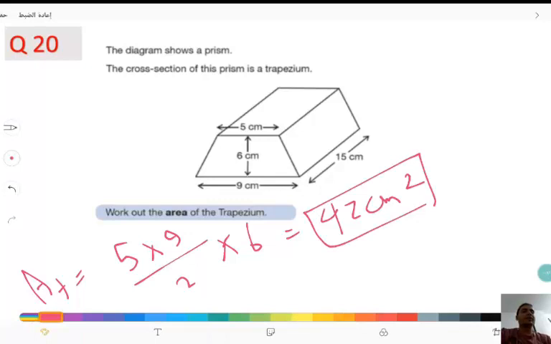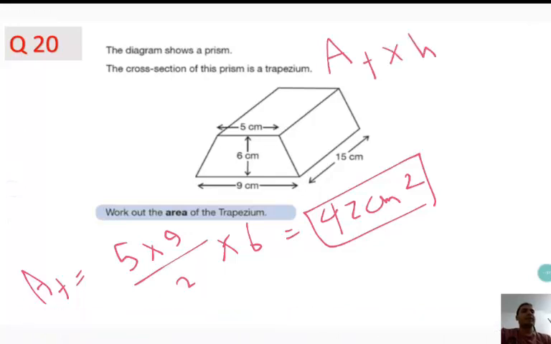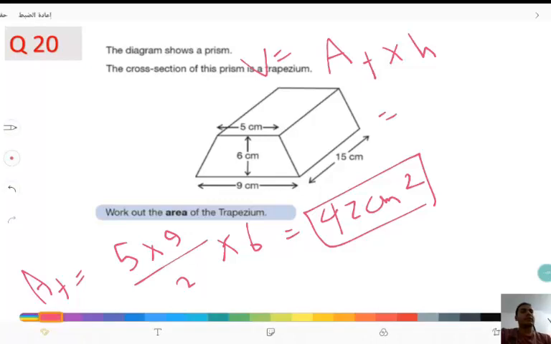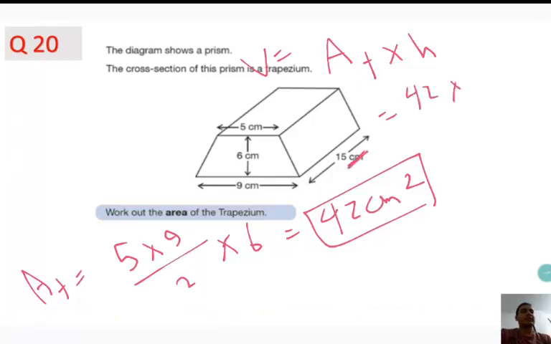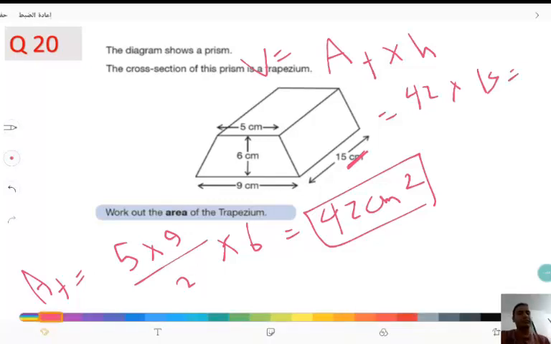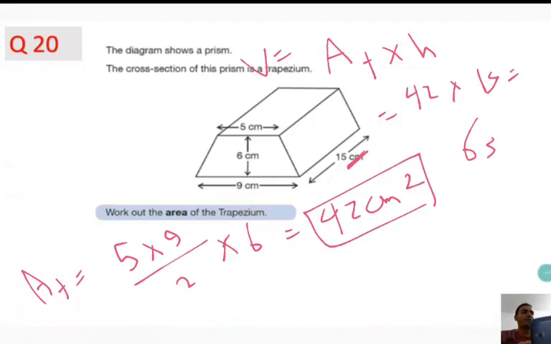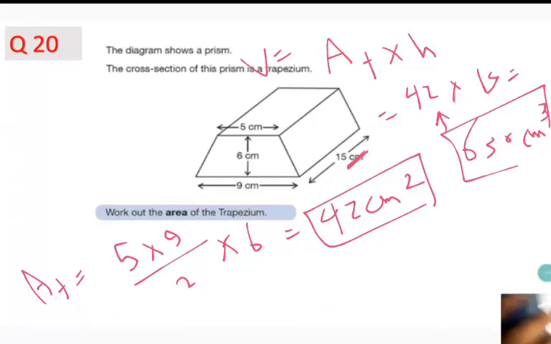If he asked you to find the volume of this prism, it will be the area of the trapezium times the height of the prism, which is 42 multiplied by 15, which is the height, equals 630 centimeter cubed. This is the volume, this is the area.